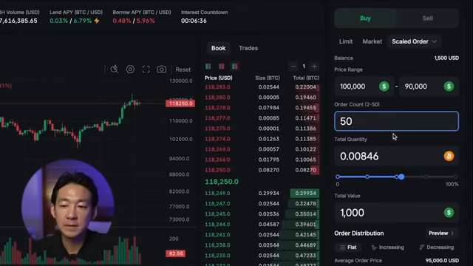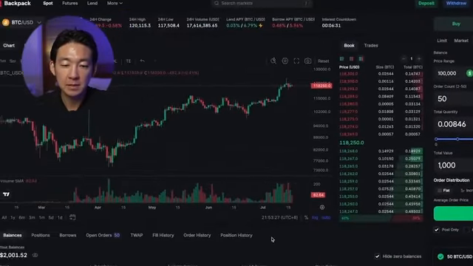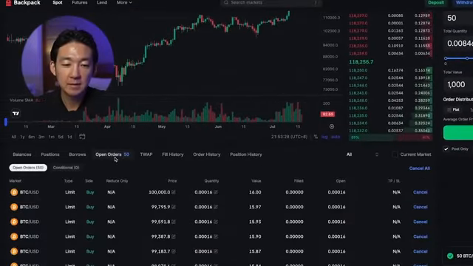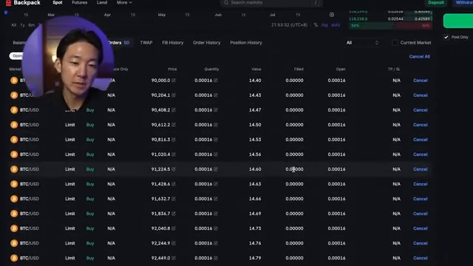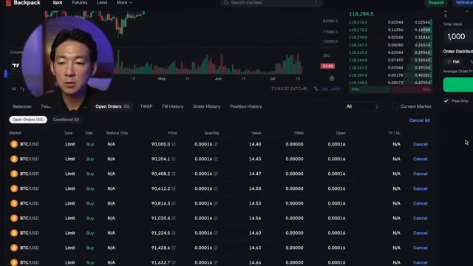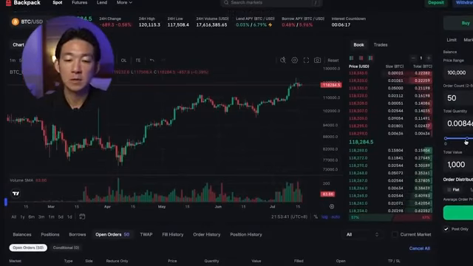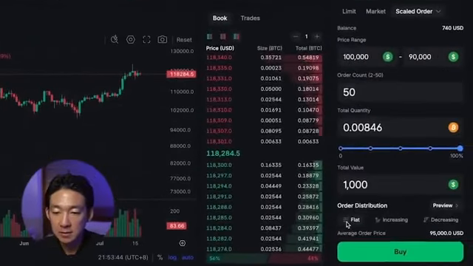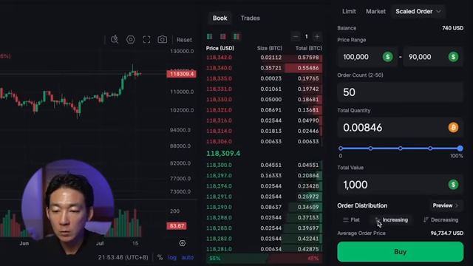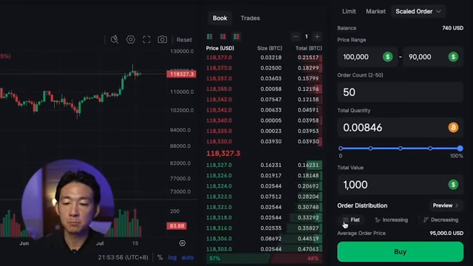Let's say we put 50 orders and buy. That means we are going to place 50 orders equally between 100K and 90K. You could also change the amount of Bitcoin by order depending on the price. Here you can choose flat or increasing or decreasing, whatever you want. I'm not going into too much detail, but this is very, very useful.